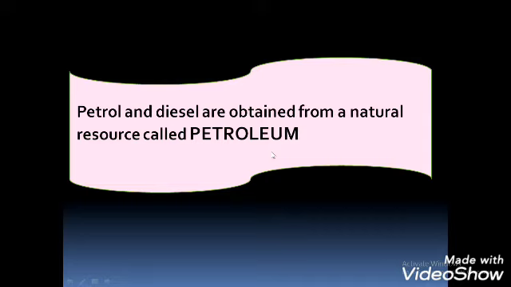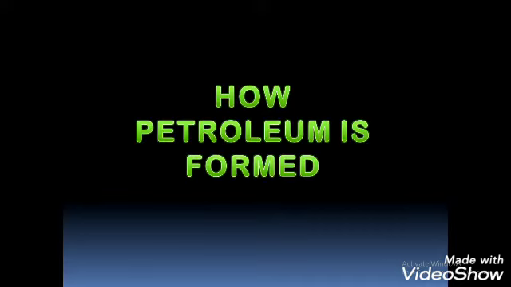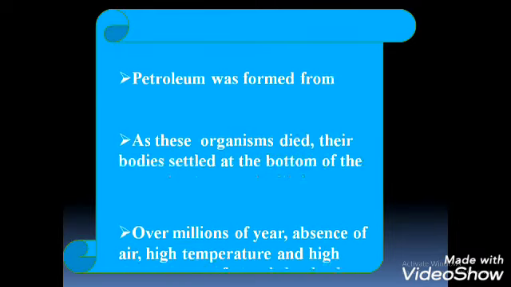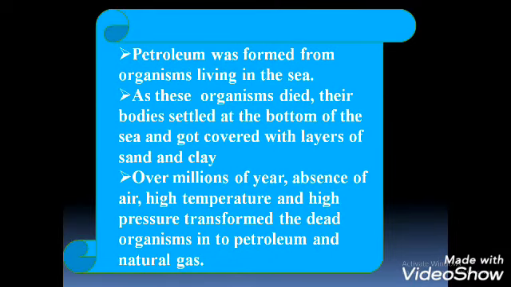Do you know how petroleum is formed? Petroleum was formed from organisms living in the sea. So petroleum is obtained from the sea. As these organisms died, their bodies settled at the bottom of the sea and got covered with layers of sand and clay. When the living organisms in the sea died, what happens? Their bodies settle down at the bottom of the sea and get covered with layers of sand and clay.